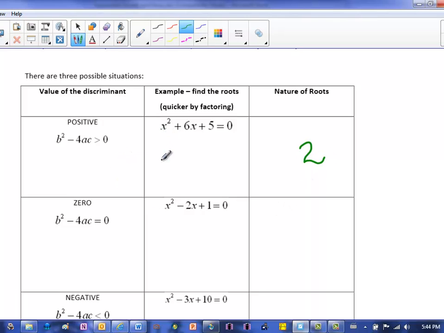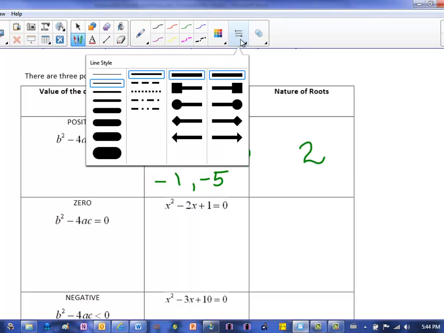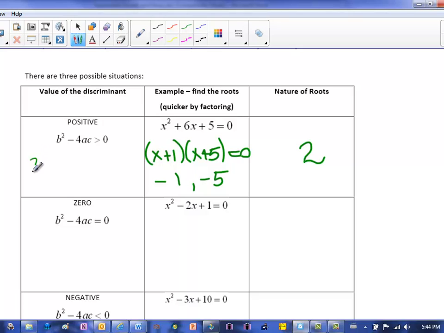Well, let's look at this example and quickly check. If I factor it, I have x plus 1 times x plus 5 equals 0, and the roots are negative 1 and negative 5. What's the discriminant? If we calculate it, it is b squared, or 36, minus 4 times 5, 20. It is 16. So yes, 16 is definitely greater than 0. So remember, when the value of the discriminant is a positive number greater than 0, we have two possible roots.